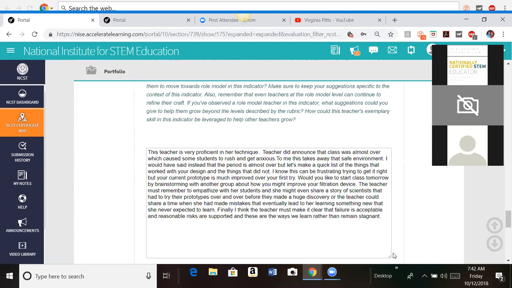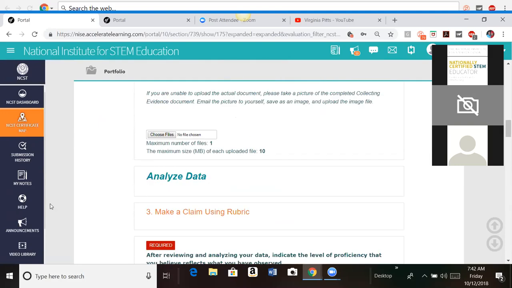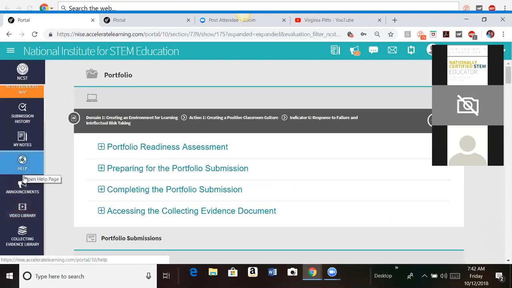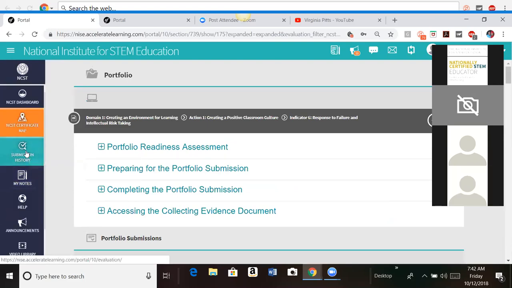So this was because they're working on an engineering design project. This was some of their ideas, and they were getting frustrated, and so they were having to learn that it's okay to fail. And then I went to, let me get to my submissions again.